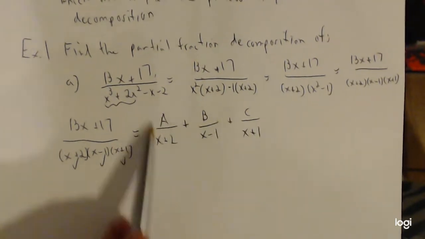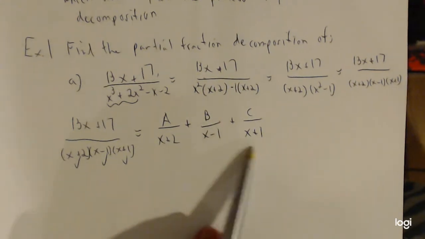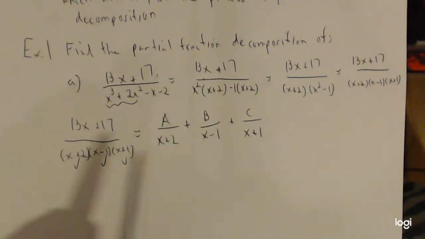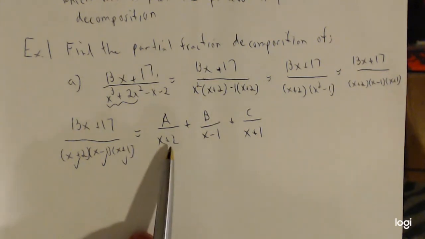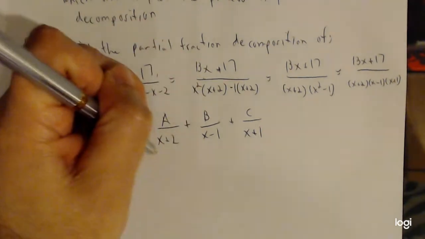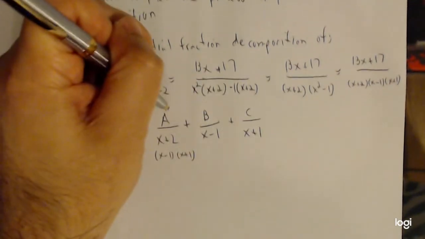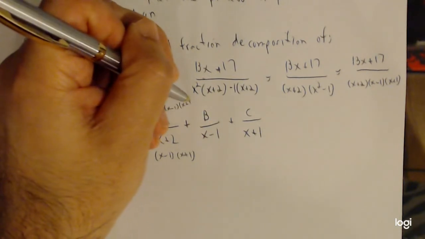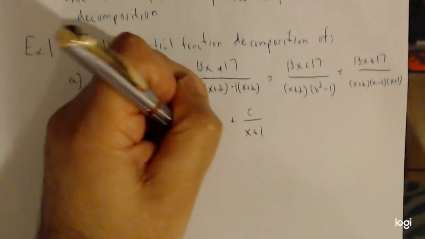Now we want to grab this and get a common denominator, put it all back together, and then when we put it back together, we want to compare the right side to the left side because they need to both be the same. So to get a common denominator, what is this guy missing? It has an x plus 2. It needs an x minus 1 times x plus 1. So I'll multiply top and bottom by x minus 1 times x plus 1. And then this guy is missing what? An x plus 2 and an x plus 1.